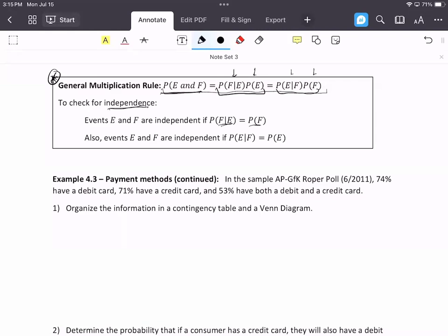Now to check mathematically for independence, events E and F are independent if the probability of F given E is the same as the unconditional probability of F. Also, the events E and F are independent if the probability of E given F is the same as the probability of E, once again the unconditional probability. But this is an or. You don't have to test both of these. You just need to test one to check for independence. Remember, this is the unconditional probability here.